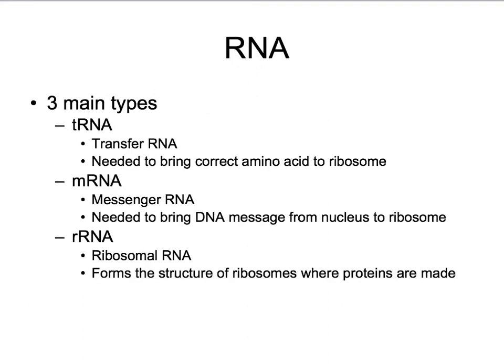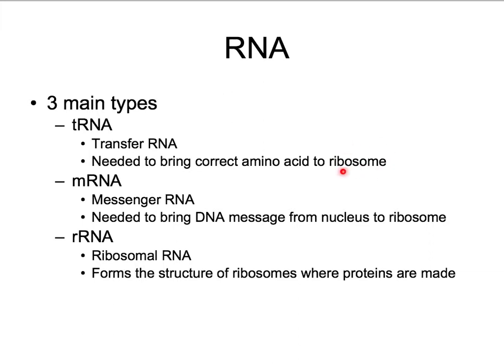Now we're looking at RNA. So real quick, DNA, deoxyribonucleic acid, first, then ribonucleic acid. What's the difference between DNA and RNA? RNA is just a one-strand helix, has different sugars, and there's three main types. So we have the T, M, and R. T is transfer RNA, needed to bring the correct amino acids to the ribosomes.